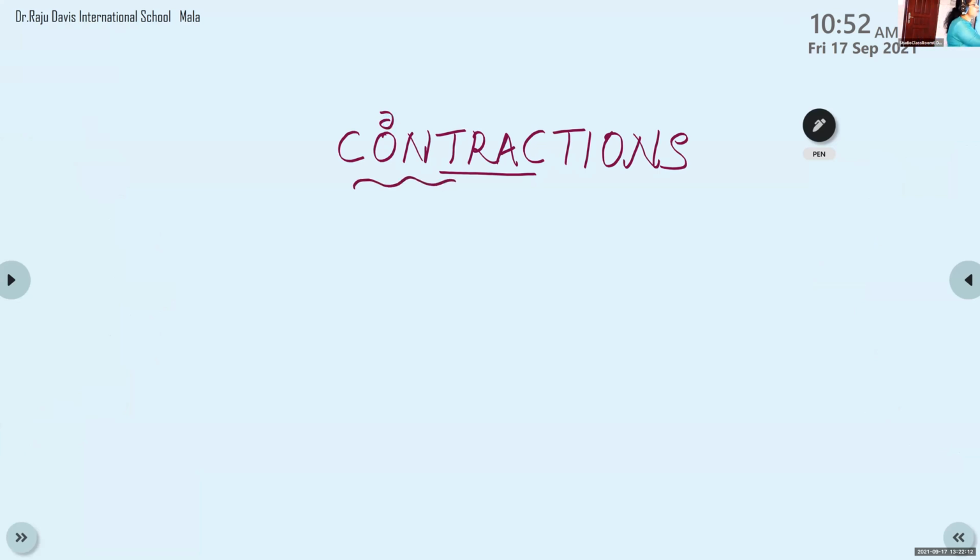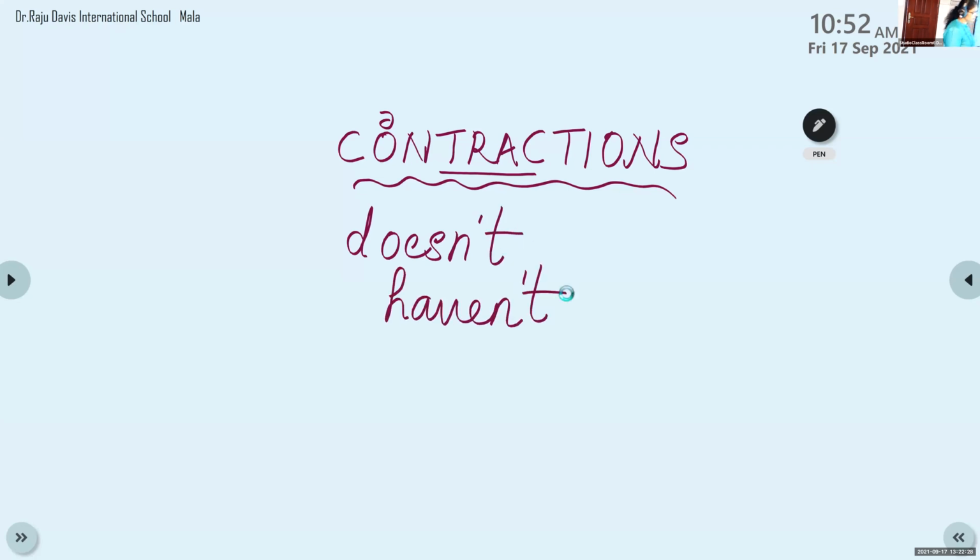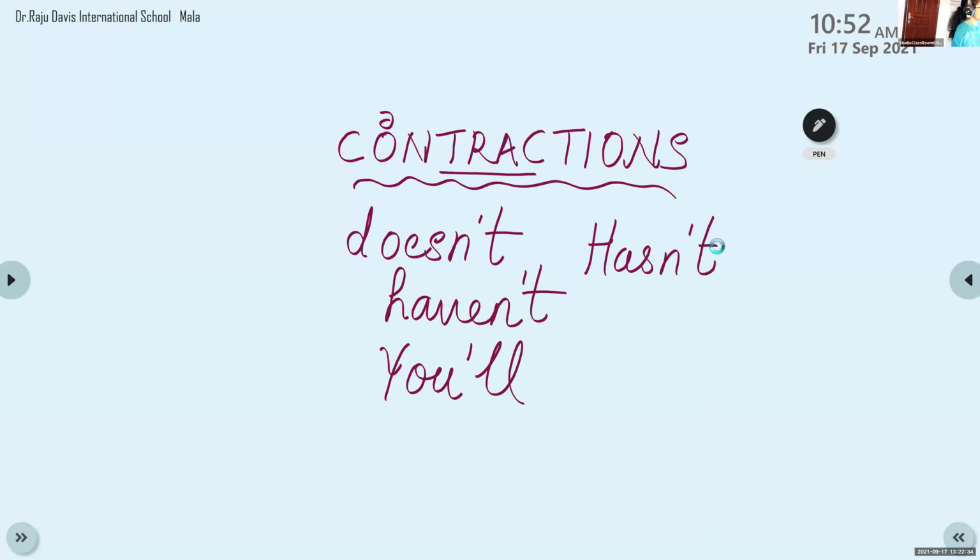Okay. So how do we pronounce this word? Contractions. Okay. It's exact contractions. You might have come across words like doesn't, haven't, you'll, hasn't. Do you know about it? Yes, ma'am. Why do we use this?